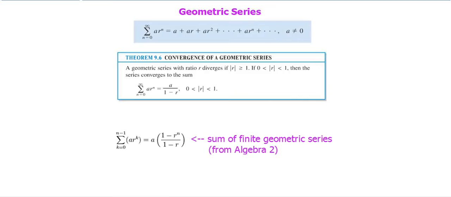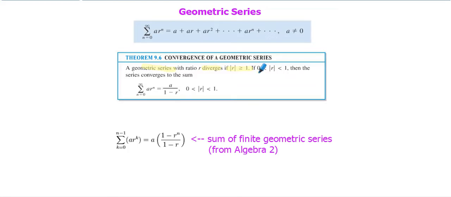Okay, geometric series. So we already talked about geometric sequences. If you recognize a geometric sequence, then we should be able to figure out recognizing geometric series as well. The one thing that is the same is a geometric series with r greater than or equal to 1 will diverge, just like a geometric sequence with r greater than or equal to 1 diverges.